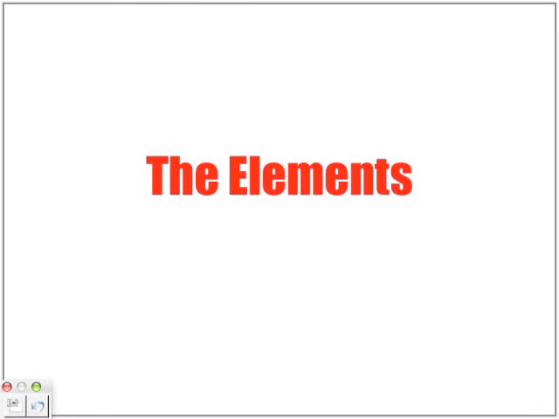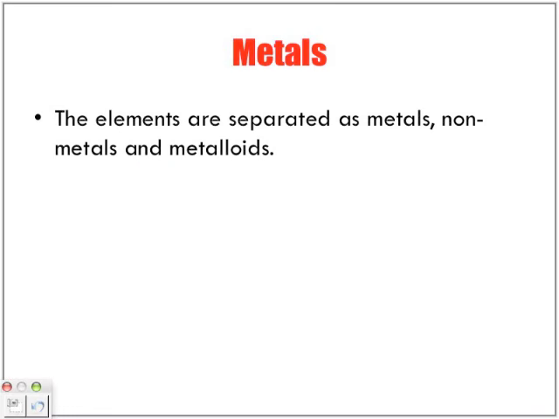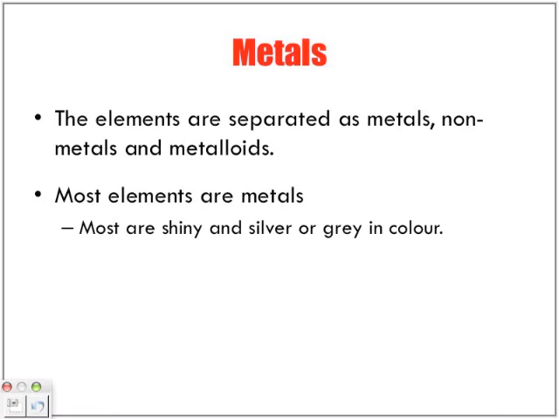The elements. It's our next chapter. So let's look at metals. The elements are separated as metals, non-metals, and metalloids. Most elements on the periodic table are actually made up of metals. Most are shiny and silver or gray in color. So if you looked at each one of these elements, that's the property that they're going to exhibit.